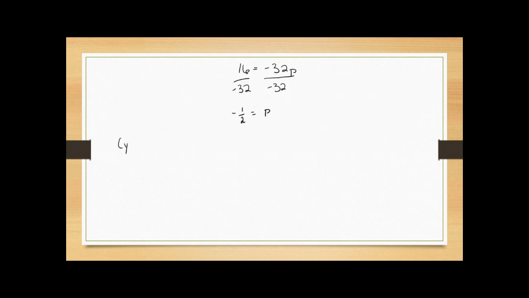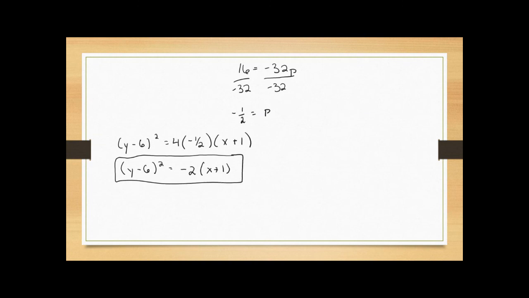So I have (y minus 6) quantity squared equals 4 times p, so p is -1/2, times (x plus 1). And now all I need to do is multiply 4 times -1/2. So I have (y minus 6) squared equals -2 times (x plus 1). Now I have the equation for the parabola in standard form.